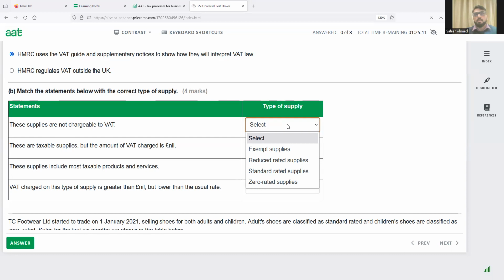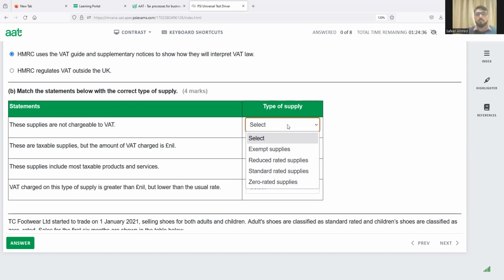Now zero rated are chargeable, but at a zero rate. So they are still taxable supplies. They are still chargeable supplies. So what's the key difference between zero rated and exempt? Zero rated, that these are chargeable supplies, but at the moment, HMRC is charging 0% VAT on that. They can change that in future, but exempt supplies are exempt, that is not chargeable supplies at all.